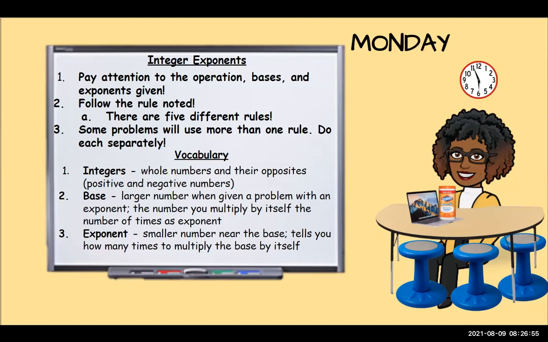So integer exponents, first thing we're looking at. At the bottom, we got a few vocabulary words. These are some things we should know or maybe we don't know. Integers are all our whole numbers and their opposites, or in other words, positive and negative numbers. The base, as we should know, is the larger number in a problem with an exponent. In that variable problem, 9 was the base because it was the largest. Then, of course, the exponent. The exponent is the smaller number that's in the corner. It typically tells you how many times to multiply that base by itself. Any questions about it?